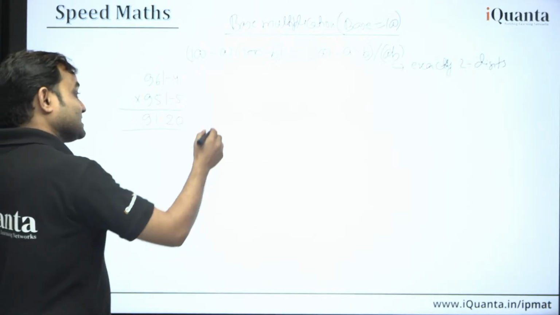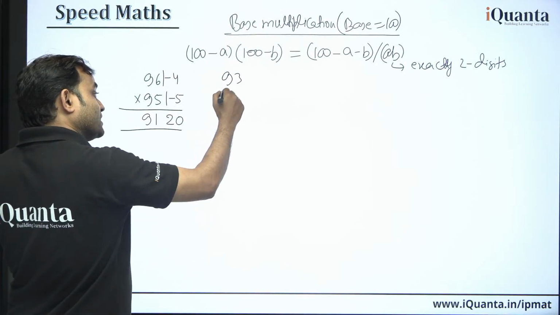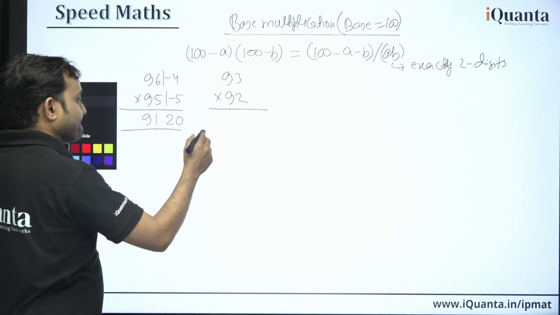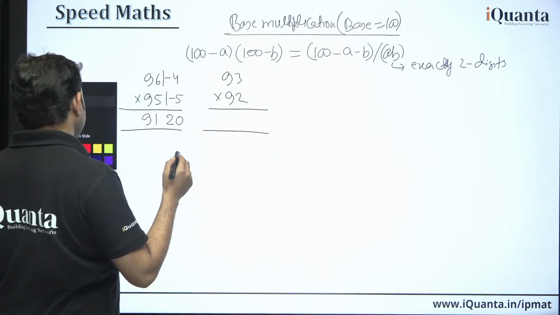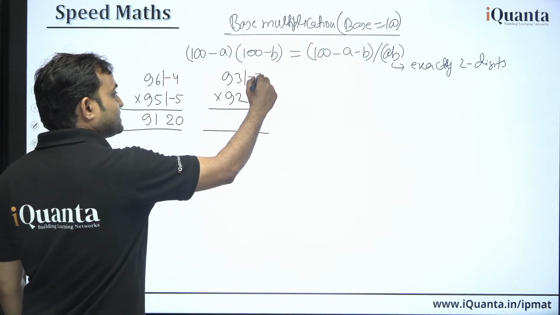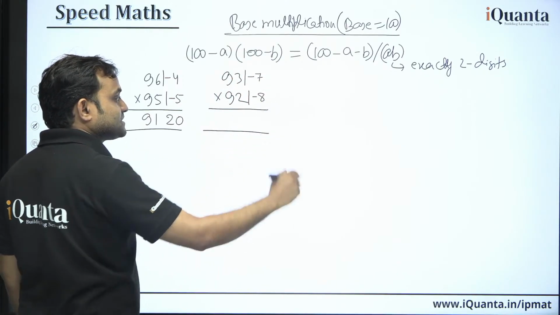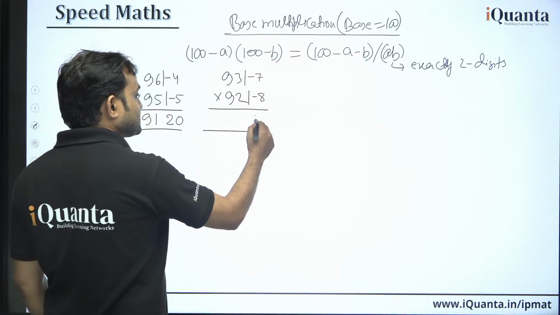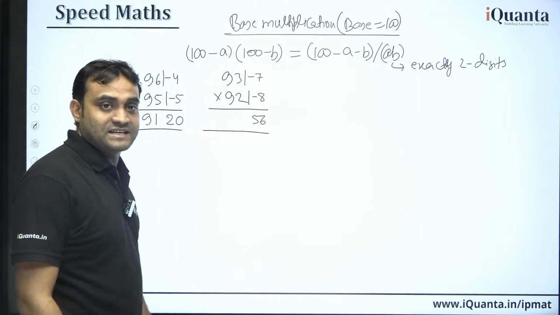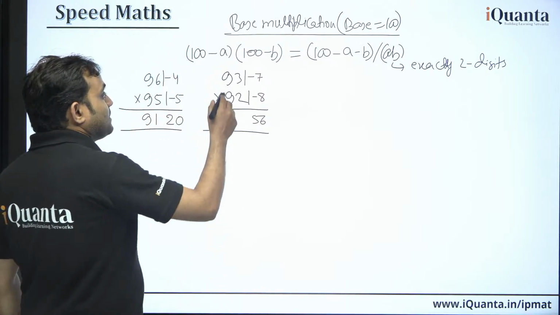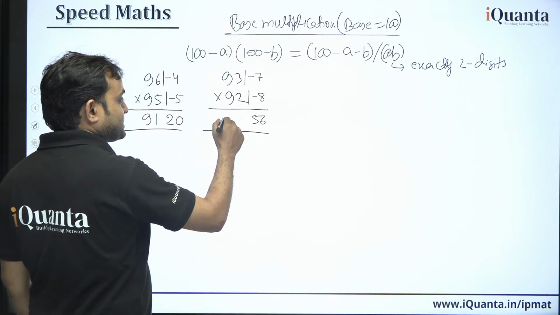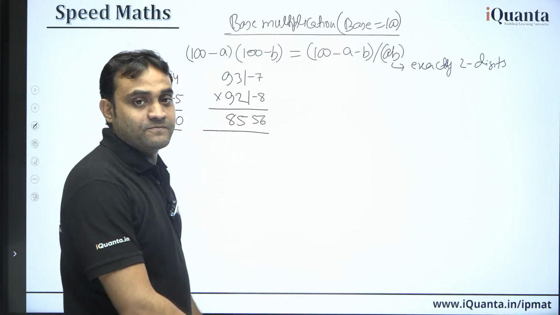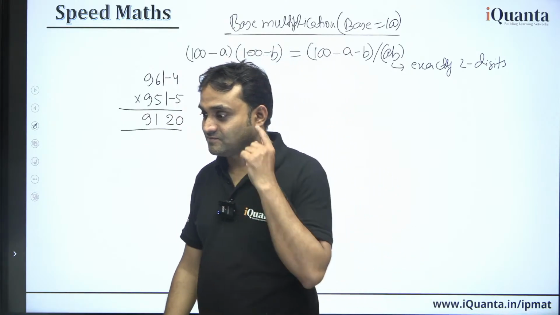Then comes another calculation like 93 into 92. In this case the surplus is minus 7. In this case the surplus is minus 8. Minus 7 into minus 8 is 56. 100 minus 7 minus 8 is 100 minus 15, which is 85. So it's 8556. Okay.